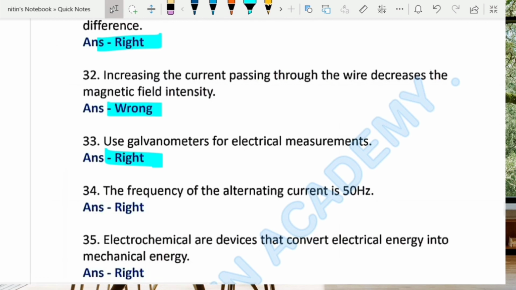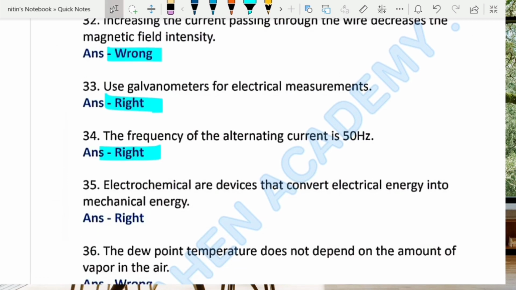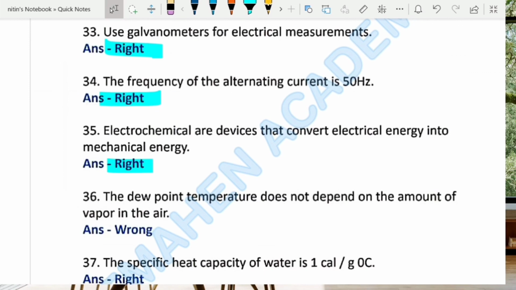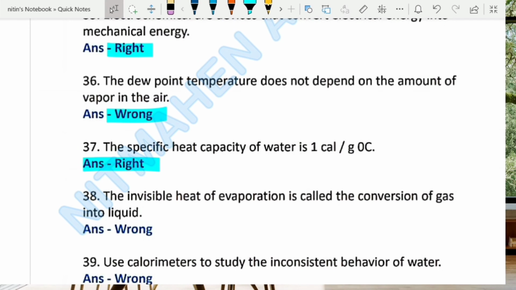Next, the frequency of an alternating current is 50 hertz. Right. Electric motors are devices that convert electric energy into mechanical energy. Right. The dew point of the temperature does not depend on the amount of water. Wrong. The specific heat capacity of water is 1 calorie per gram degree Celsius. Right. The invisible heat. Wrong.